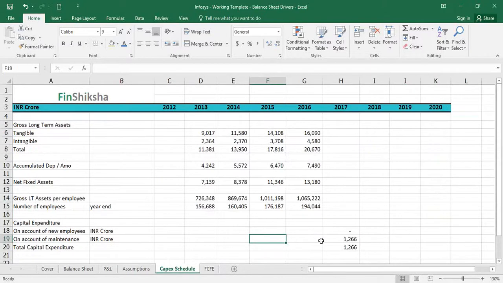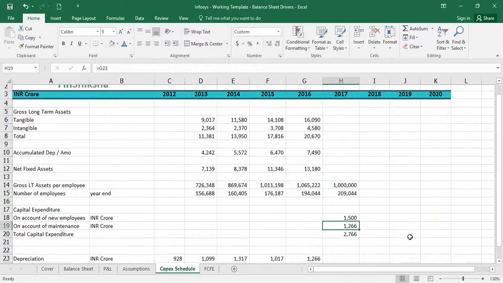So first let's do some capex calculations, right? Do we know the year-end number of employees now? That's this. The moment we do this calculation, that means that there are 15,000 employees added. For each employee, the company, let's say, adds 10 lakh rupees as capex. That means 1,500 crore would be needed as capex on account of new employees. About 1266 would be needed on account of depreciation.